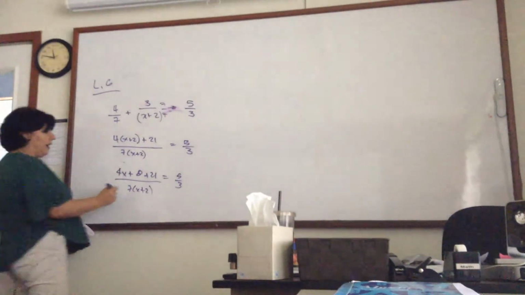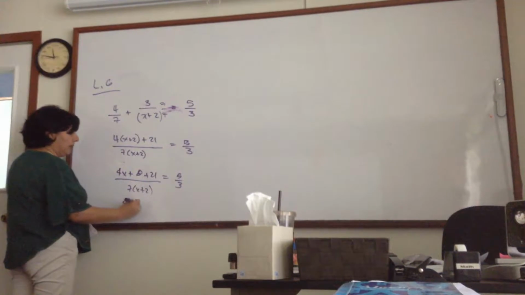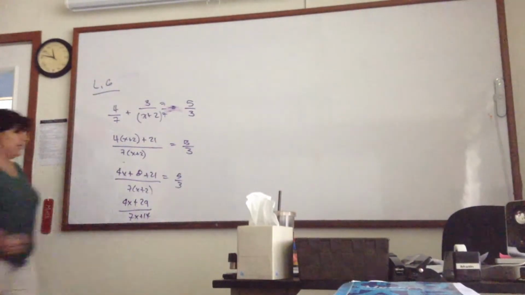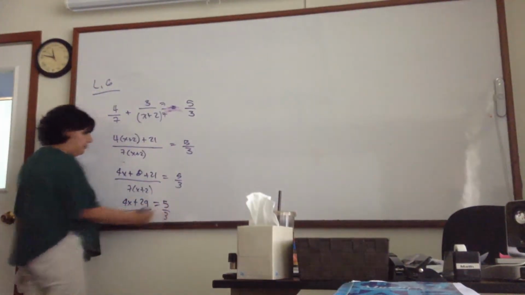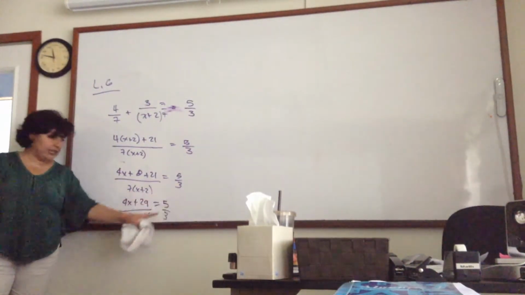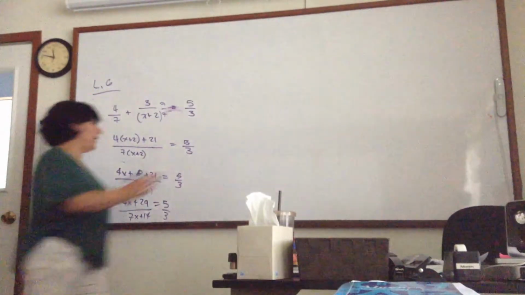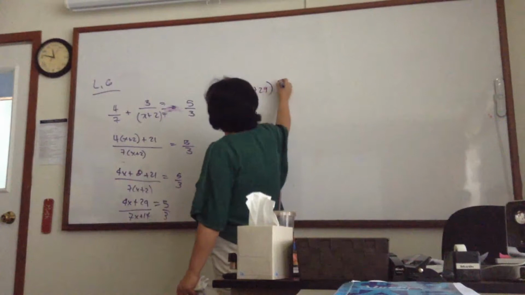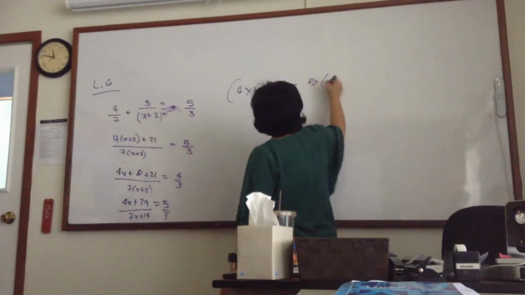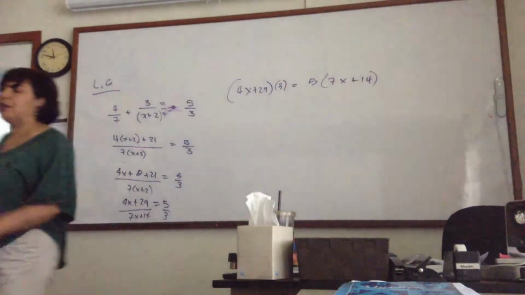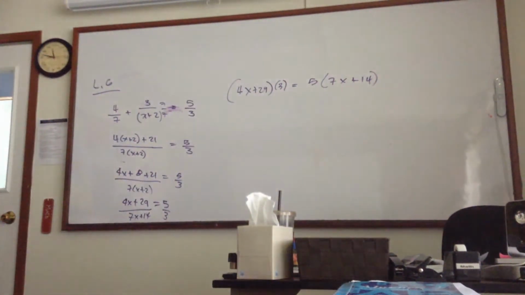So I've got 4x plus 29 on the top, over 7x plus 14, and that equals 5/3. Same thing. This is dividing, so I'm going to multiply on the other side. This is dividing, so I'm going to multiply here. So I get 4x plus 29 times 3 equals 5 times 7x plus 14. And then you can go from there. Okay? We good there?